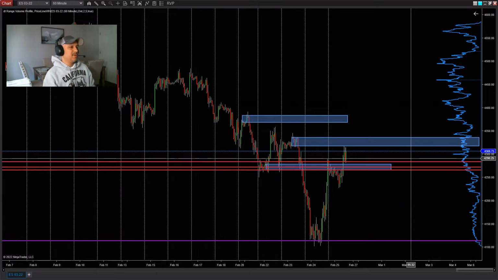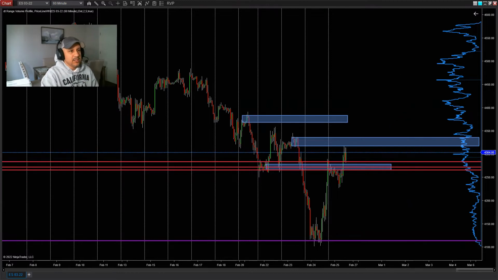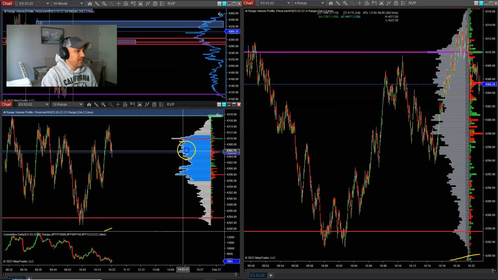In conjunction with my lower time frame, looking at my anchor chart, my 12 range, to mark my levels on. Okay, so I'm just rambling, guys. I'm sorry about that. Let's go ahead and take a look at the 12 range.